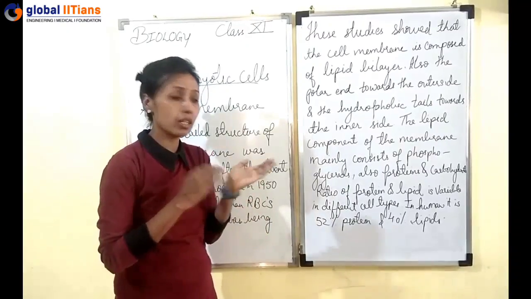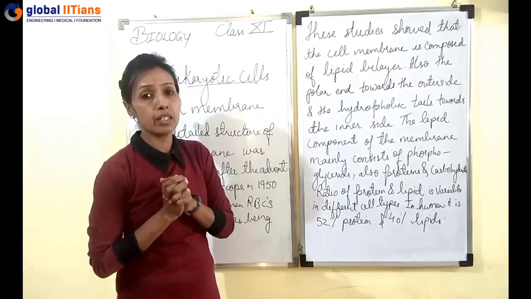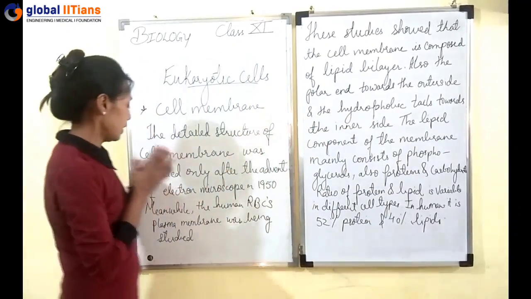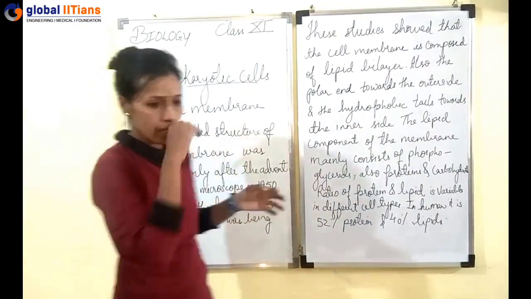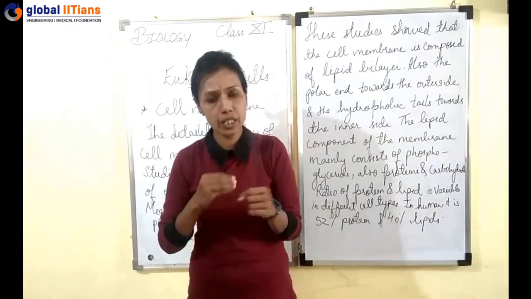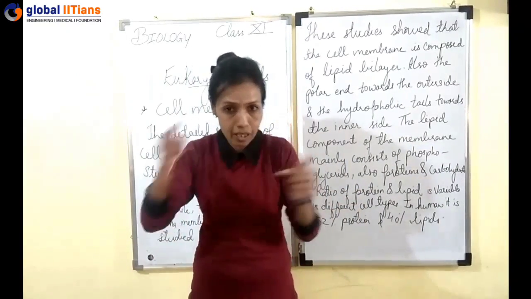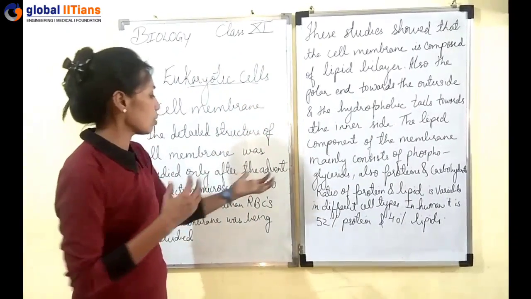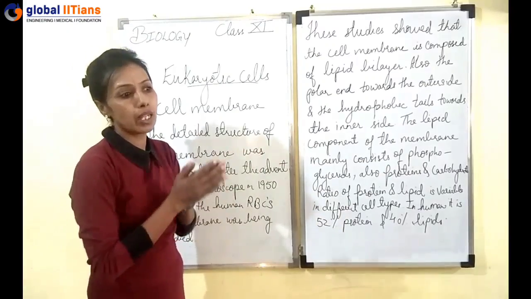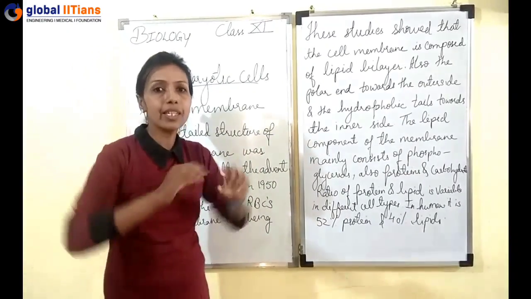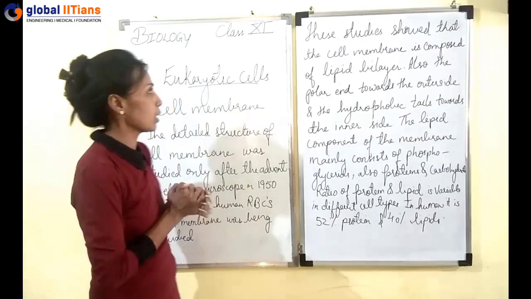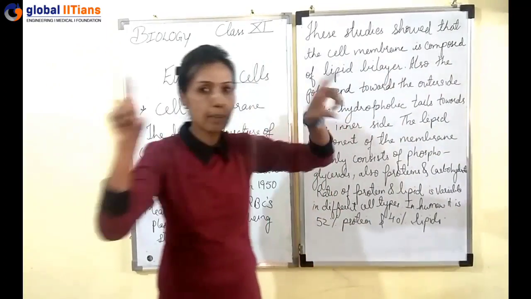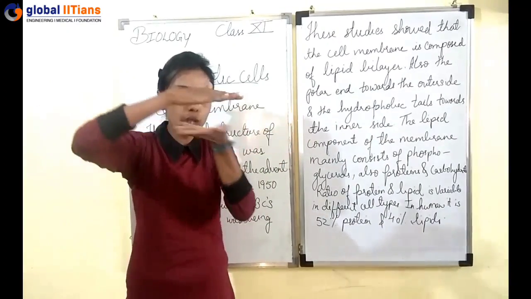After the electron microscope was invented, the cell membrane was studied very nicely, in detail. But till then, scientists were already studying human RBCs and their cell membrane. So the study was still going on, but only after 1950 did we get to know the actual composition, structure, and detailed view of the cell membrane. These studies revealed that the cell membrane is composed of a lipid bilayer, two layers of lipids.